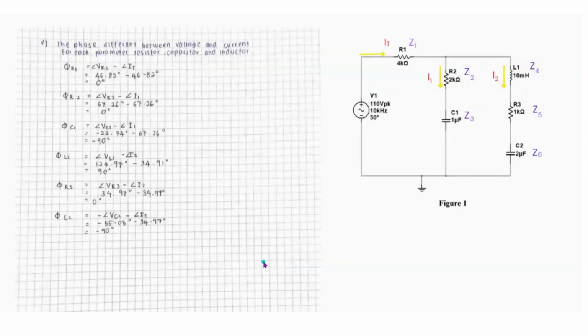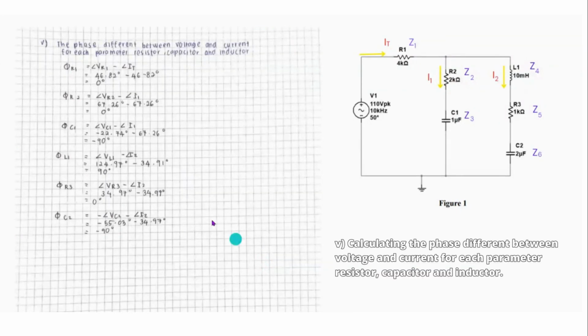Next, for the fifth question, it asks us to calculate the phase difference between voltage and current for each parameter: resistor, capacitor, and inductor. The formula to calculate it, you just need to subtract the current from the voltage, and always make sure you subtract with the right current that flows on that branch.